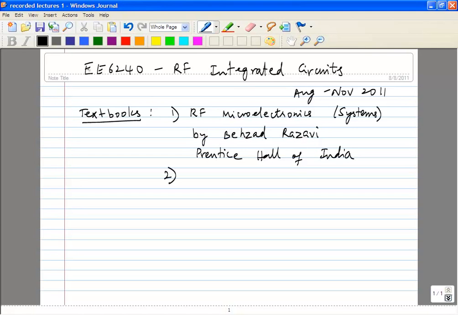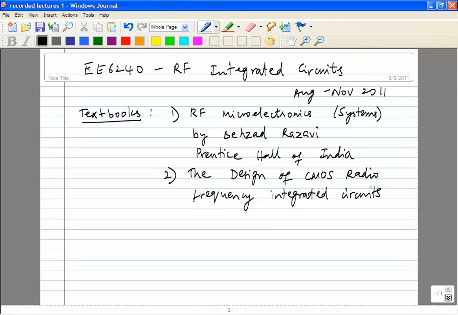The second important book we'll use is called The Design of CMOS Radio Frequency Integrated Circuits. And this is very useful for the circuits portion of the course. So he gives a lot of detail on RF integrated circuits. This book is written by Professor Thomas Lee from Stanford, and it's published by Cambridge University Press.